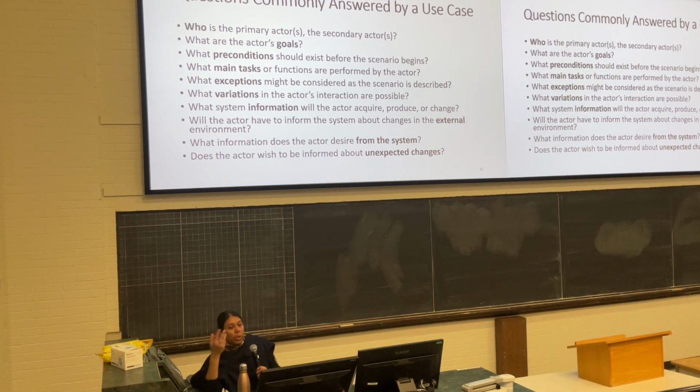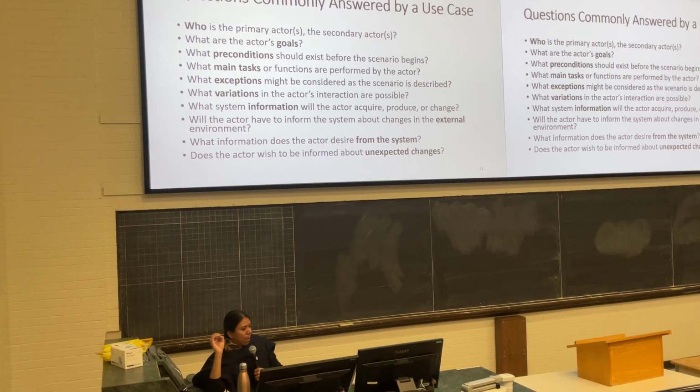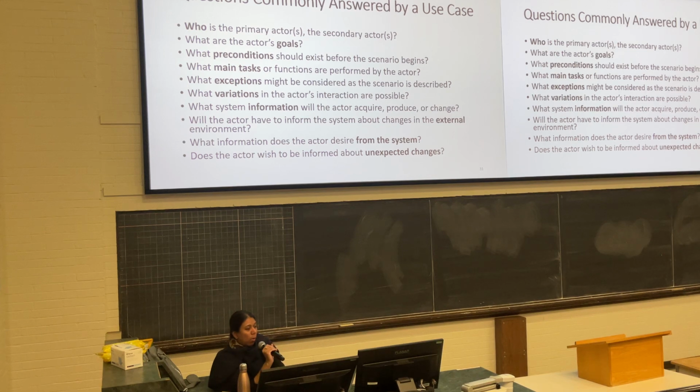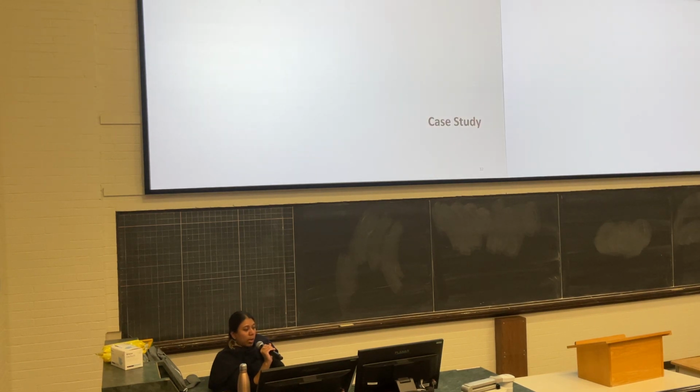These are just a brief example that I gave you. Of course, yours is going to depend on your actual scenario. What are some exceptions, or what are some variations? For example, you can pay with a card, you can pay with cash. These are different variations of the system.